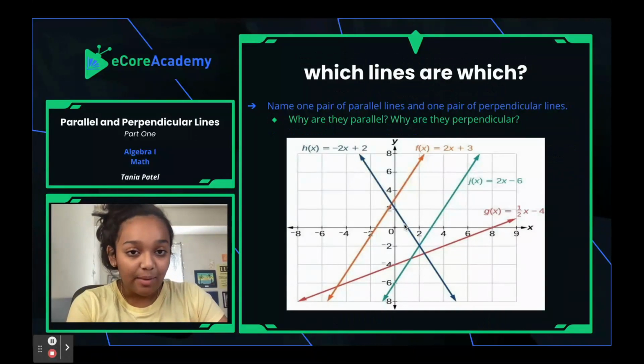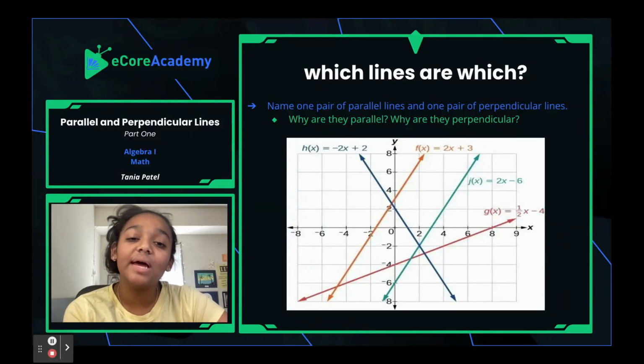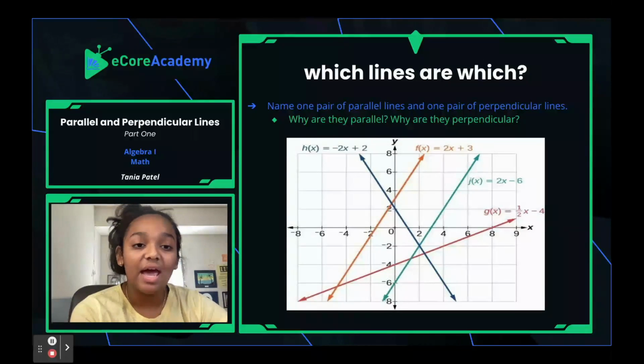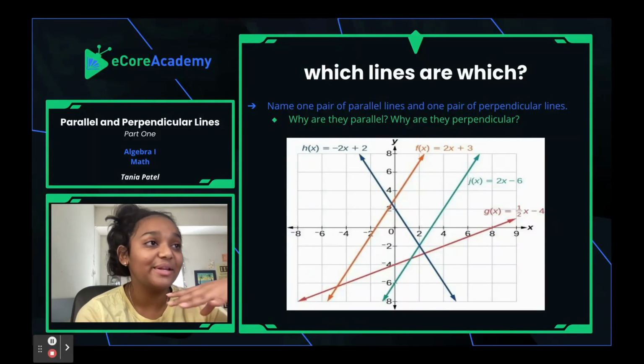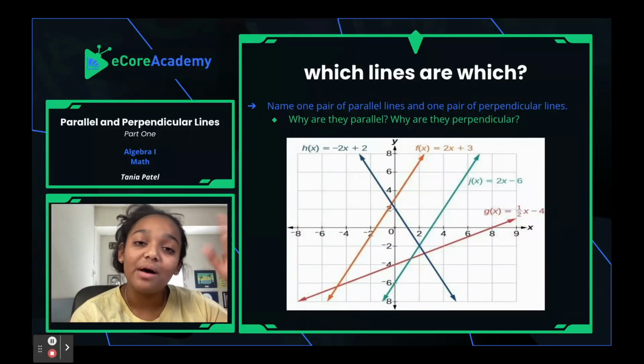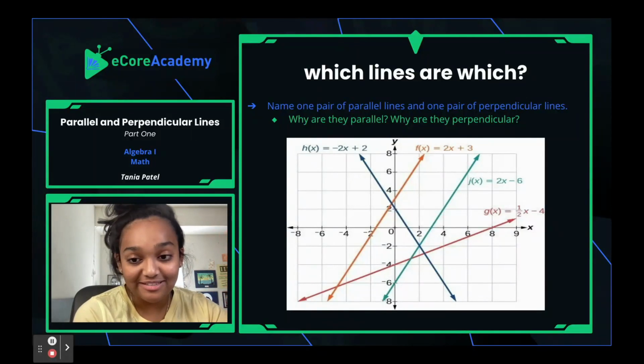So in this example and this picture over here, we're going to figure out which lines are which. I want you guys to name one pair of parallel lines and one pair of perpendicular lines. And I want you to throw them down in the comments below and also explain and give me a reason why that one pair is parallel and why the other pair is perpendicular. I'm going to give you a second, but pause the video if more time is needed.